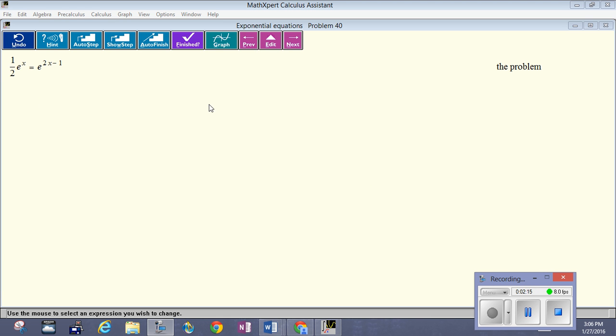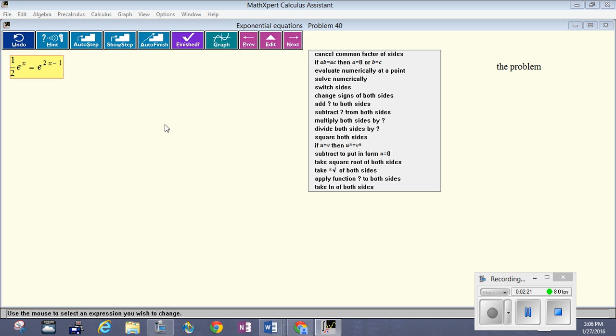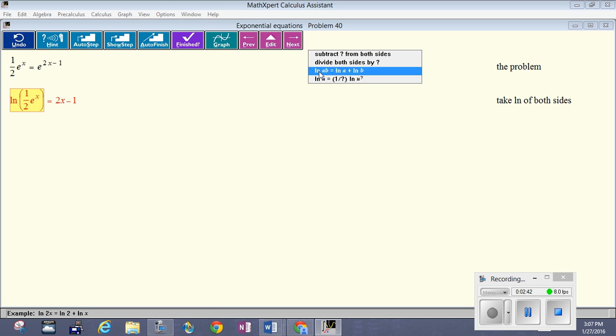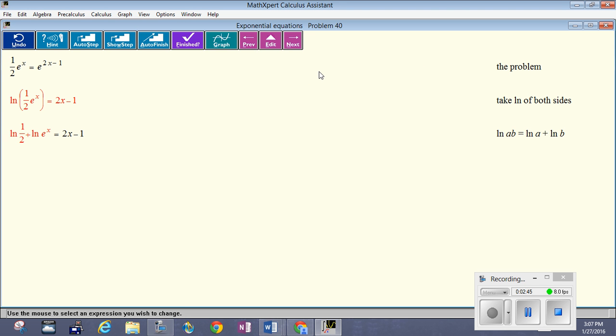Okay, let's go back. We're at this problem number 17, and the suggestion here is, are we going to take the log of both sides? Well, let's see what we did. We took the log of both sides. This right side simply comes right down to 2x minus 1. But now you have the natural log of half e to the x. Now, you need to use the power rule here. So that's the ln of a times b, which is ln a plus ln b. ln of e to the x should jump out at you and simplify down to x.